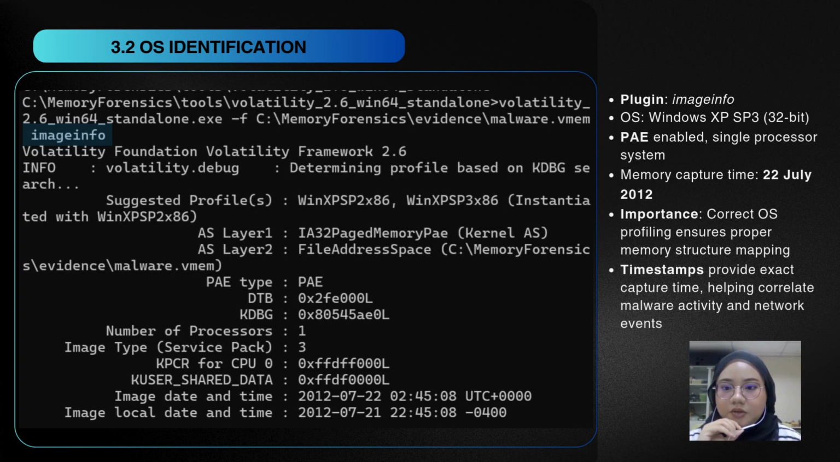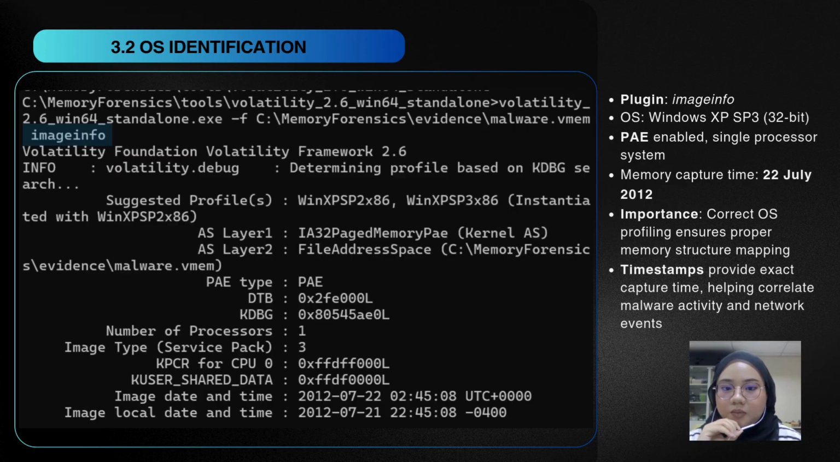Next is 3.2, operating system identification. The imageinfo plugin was used to identify the operating system from the memory dump. Analysis revealed that the system was running Windows XP Service Pack 3 32-bit with Physical Address Extension (PAE) enabled. Correct OS profiling is critical as the memory structure varies across Windows versions and service packs. We need to navigate to the command prompt and then search on this.